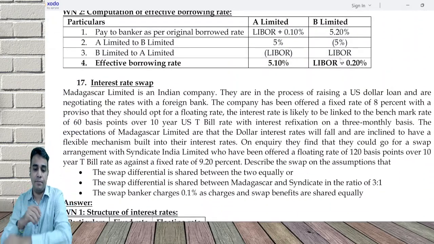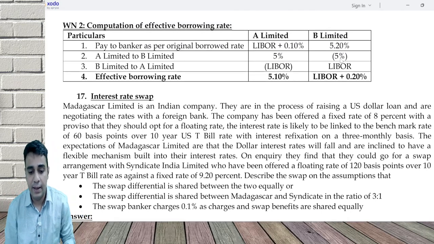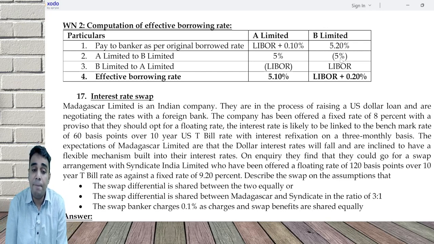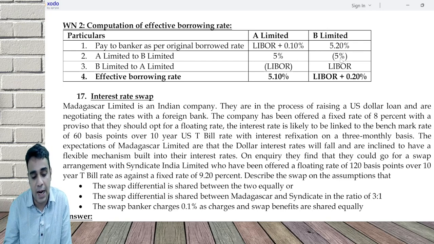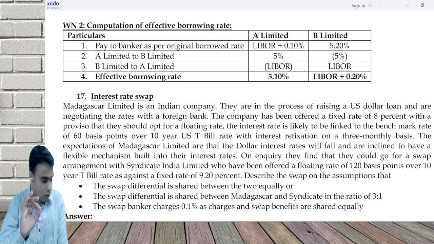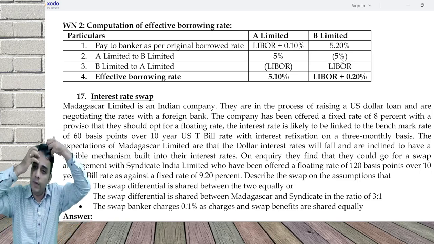Let's come to 17. M Limited is an Indian company. They are in the process of raising a US dollar loan and are negotiating the rates with a foreign bank. Company has been offered a fixed rate of 8% with a proviso that if you opt for a floating rate, it will be linked to a benchmark of 60 basis points over the 10-year US Treasury bill rate. Similarly, S Limited, they have given certain numbers. On inquiry, you found a swap arrangement which is possible. Swap differential is shared equally 3:1 and swap banker charges. So if I do all three situations, you will understand how an intermediary works, how a normal swap is done. Just go through the question, then we'll take you through the solving part of it.